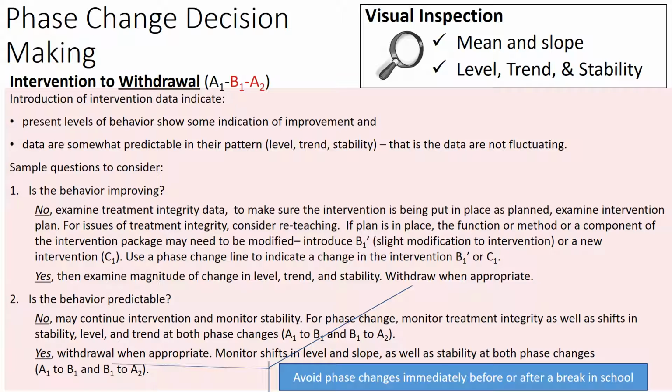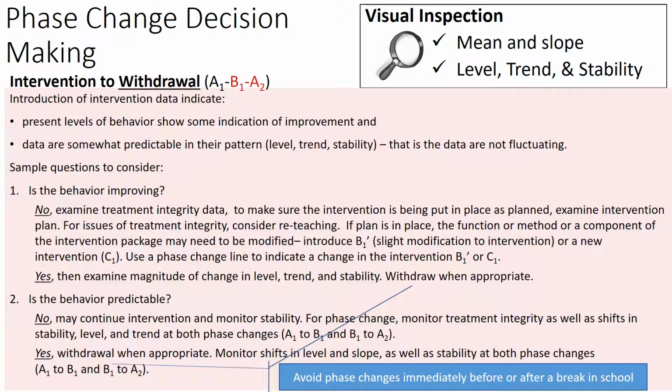1. Is the behavior improving? 2. Is the behavior predictable? When sufficient data have been gathered, at least 3 data points, visual analysis shows indication of improvement, and data are somewhat predictable, you have support for deciding to change the phase by withdrawing the intervention to confirm that the intervention was the variable affecting the change for ABAB design.